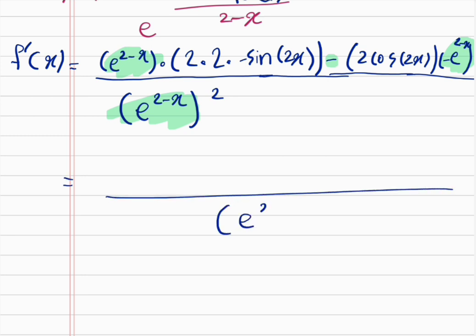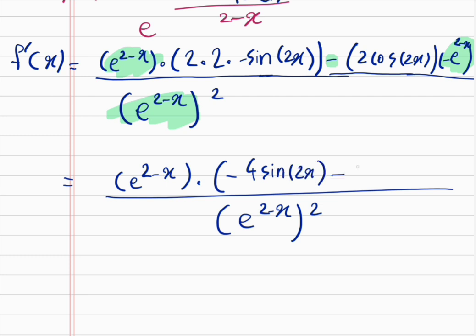So denominator is still e to the minus 2x squared. And then here for the numerator, I write down e to the 2 minus x times, for the second bracket, we have 2 times minus sine x, so just minus 4 sine 2x, minus, and then for the second bracket, oh yeah, we had a negative here and then a negative here, so it's just going to be positive, and we keep 2 cos 2x, and then e to the 2 minus x.